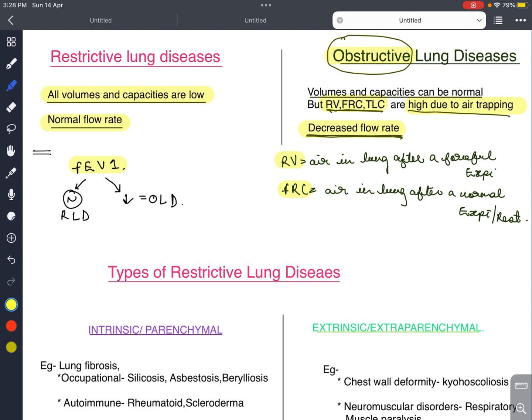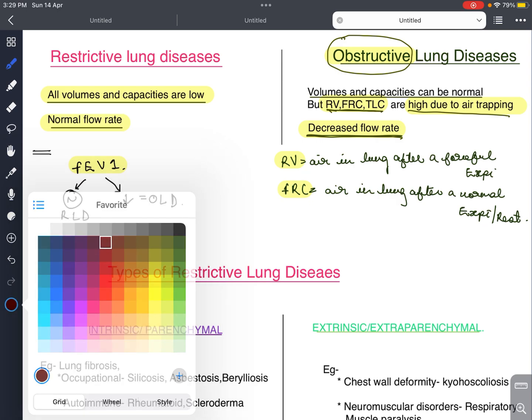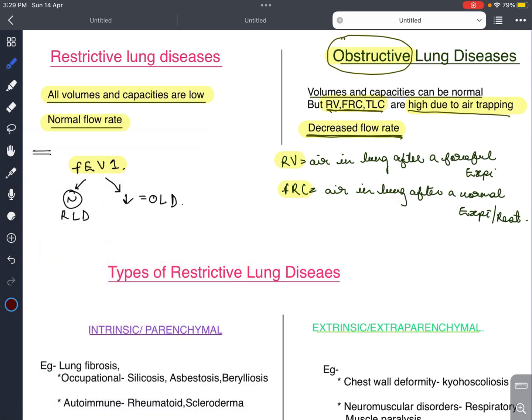If a person comes to you with any lung pathology and you think about what sort of lung disease he might be having, you should check his FEV1 level. If it comes normal, it is a restrictive lung disease, and if it comes less, it is obstructive lung disease.